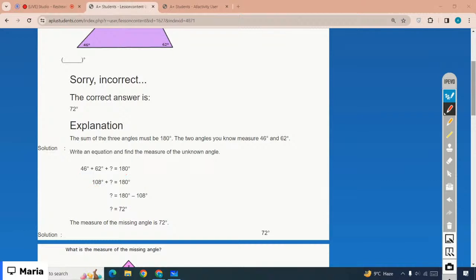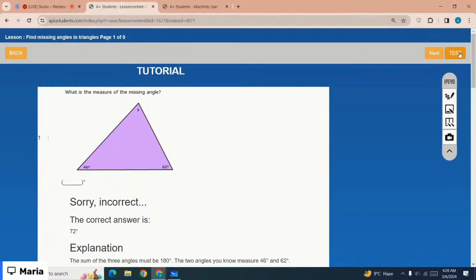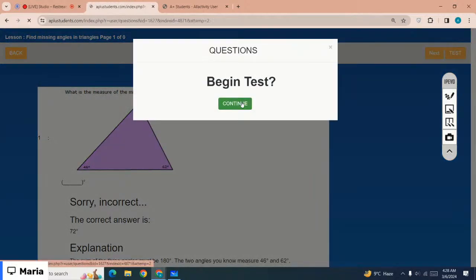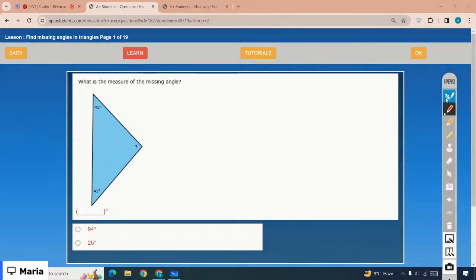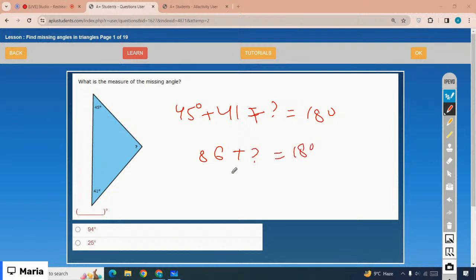Okay, let's just start with the test questions. Okay, find the measure of the missing angle. So you're given two of the angles, and we know that the sum of the three angles in a triangle must equal 180 degrees, right? So just add 41 and 45, that is 86. Just subtract 86 from both sides, and you are left with 180 minus 86 equals 94 degrees. Very good. The correct option is 94 degrees.